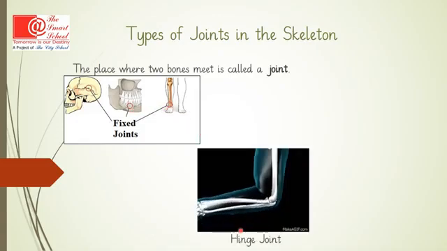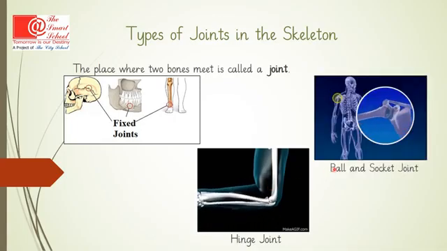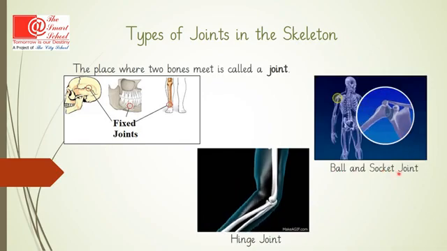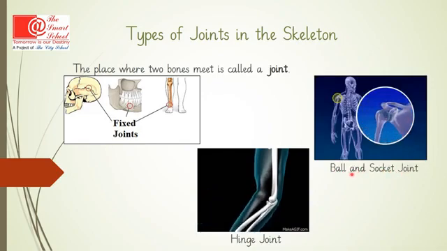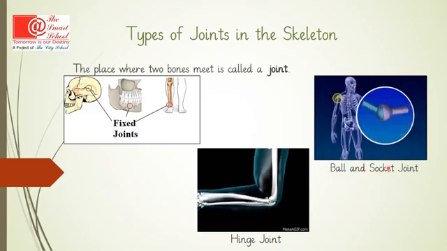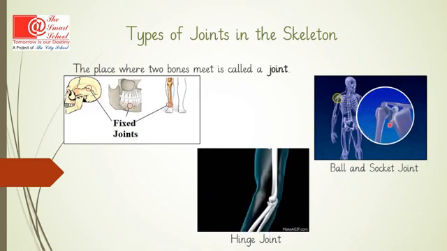Another type of joint is hinge joint. Hinge joint is when a joint moves in only one direction, as seen in the case of this elbow joint, where it can only move up and down. It cannot move sideways. This is another type of joint called ball and socket joint. It moves not only right and left, but it also moves up and down, as being shown in this animation. Here it can rotate on 360 degrees.